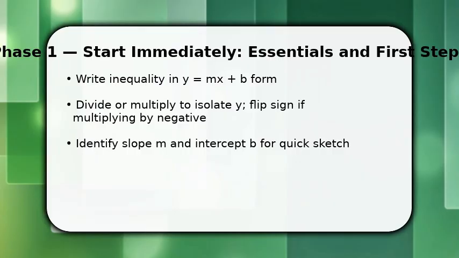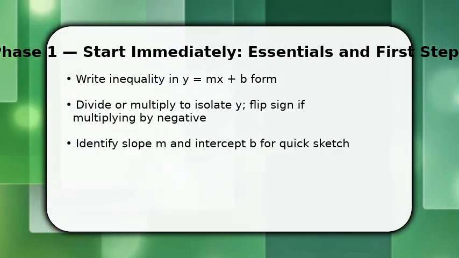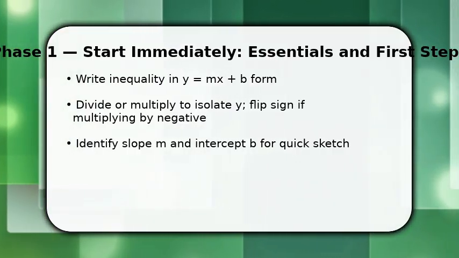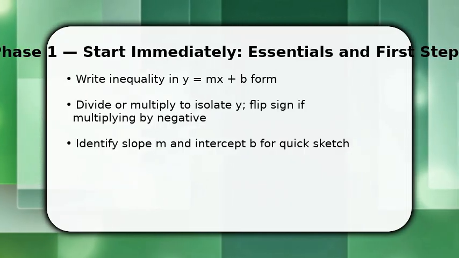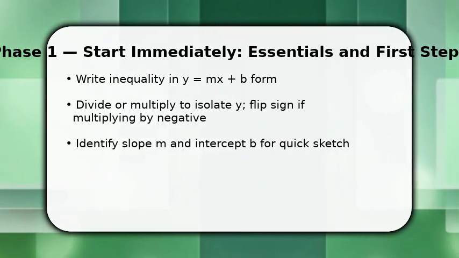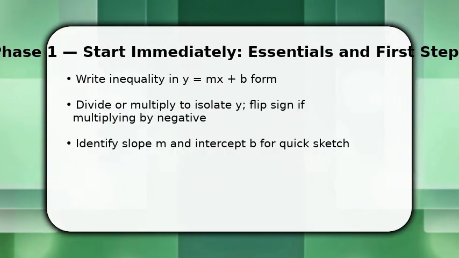Once you have m and b, plot the intercept point. Then use the slope to mark a second point. This sets the foundation for accurate graphing. Proceed now to decide the boundary style and shading direction.